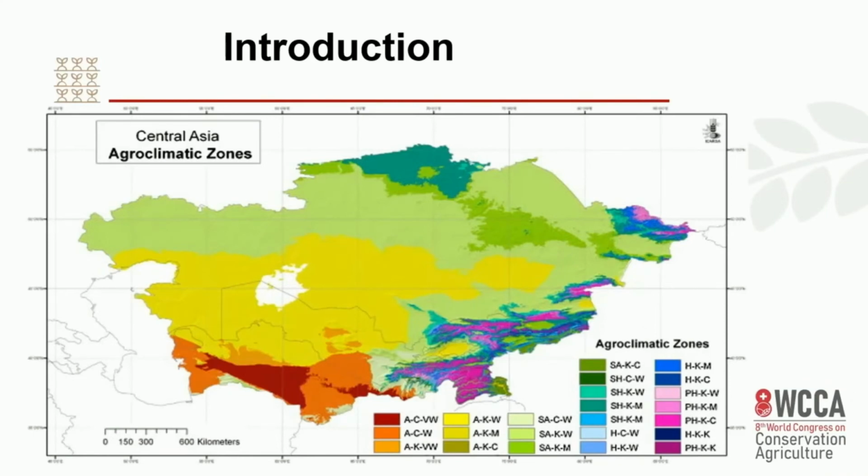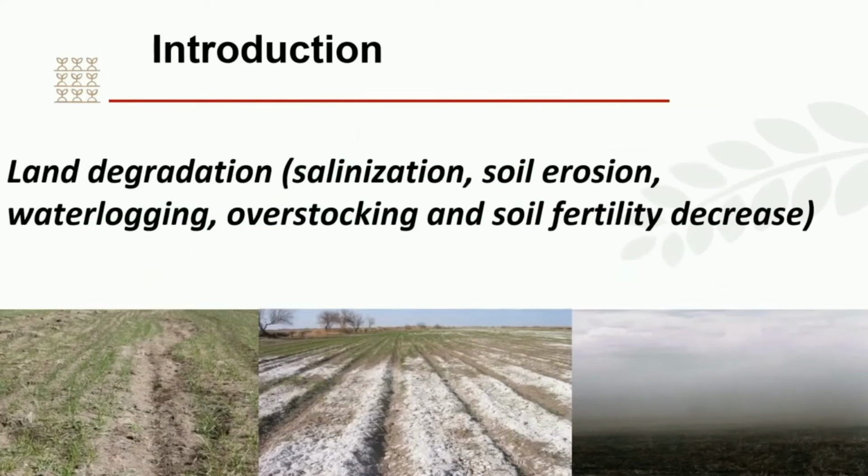In Central Asia, there are 23 different agroclimatic zones, which allow cultivation of a wide range of agricultural crops, including winter crops, spring crops, summer crops, and different trees under these agroclimatic zones. If we talk about land degradation, there is salinization, soil erosion, waterlogging, and overstocking, and all this land degradation is decreasing soil fertility all over the Central Asian countries.